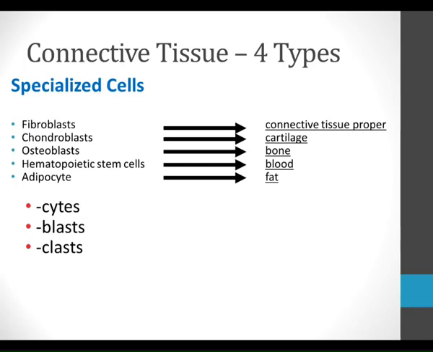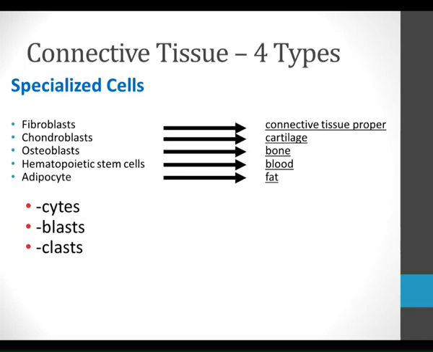The prefix is important because it tells you the region of the body. So chondro is automatically what region? Cartilage. Osteo is automatically what region? Bone. Hematopoietic is automatically something to do with blood. Hematopoietic stem cells can become red cells, white cells, or platelets. Adipo is always fat. So the prefix tells you the region. The suffix, the end of the word, tells you more about the function of what it's doing.